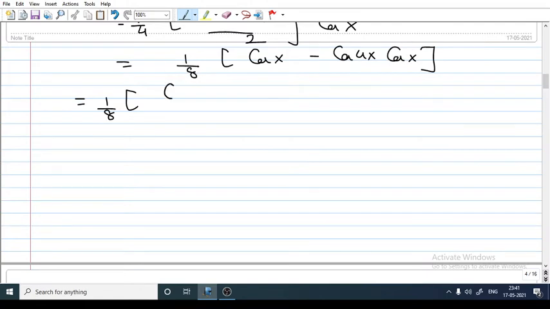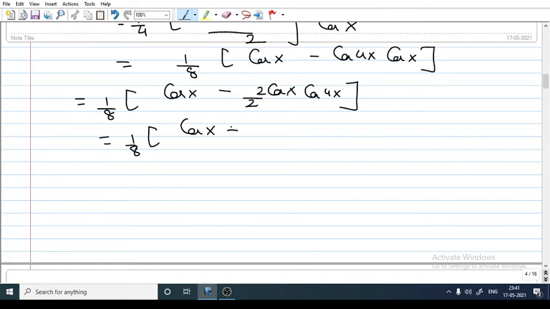Here it will be cos x minus, if I multiply and divide by 2, which will be cos x into cos 4x, which we will get 1 by 8 into cos x will be as it is. Don't differentiate, okay. Even though you have got a single function, don't differentiate until you simplify the whole function, okay. So don't make any mistakes.